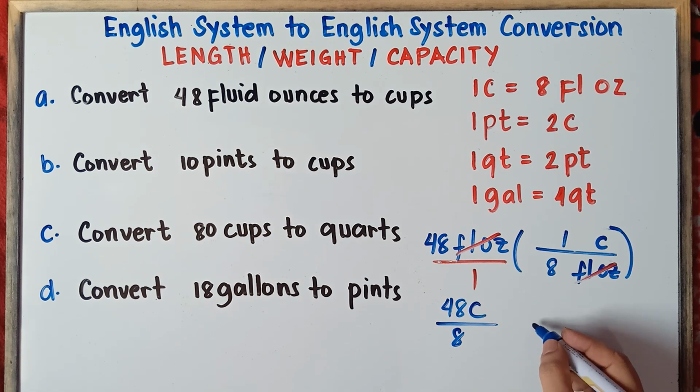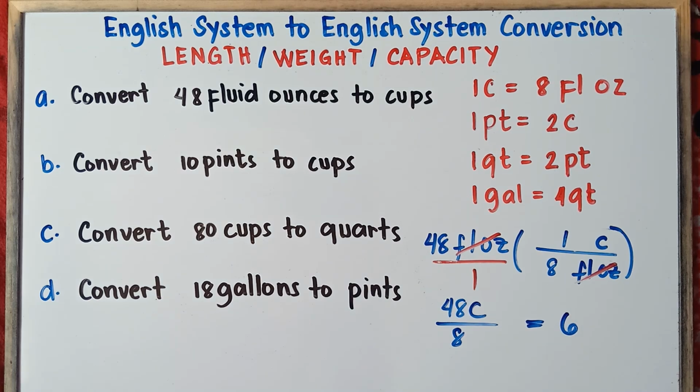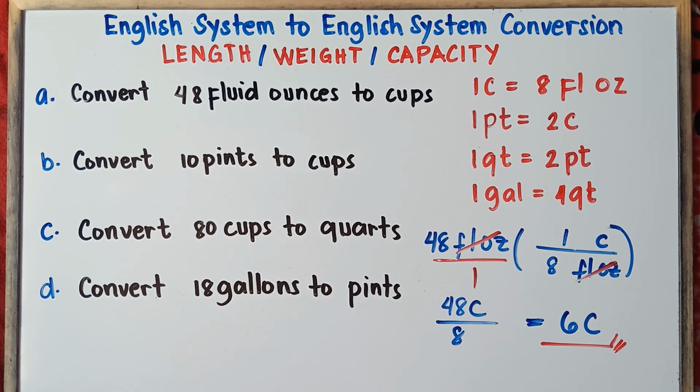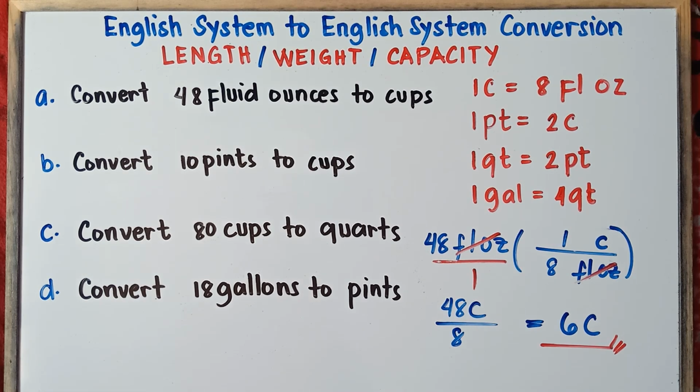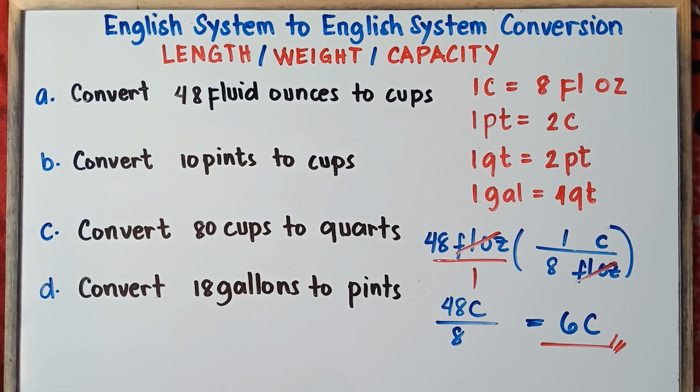And then divide 48 divided by 8. The answer is 6. And do not forget the units, cups. So therefore, class, the answer is 6 cups. That's the answer, class, for letter A. Easy, right? Alright, so let's proceed now to letter B.